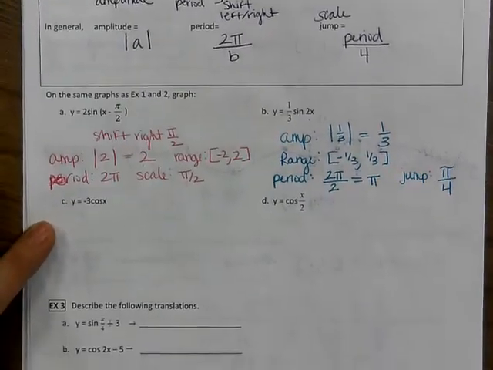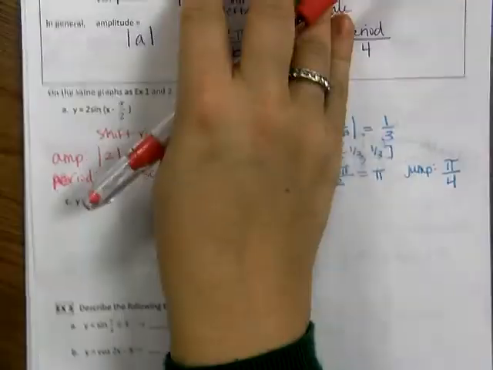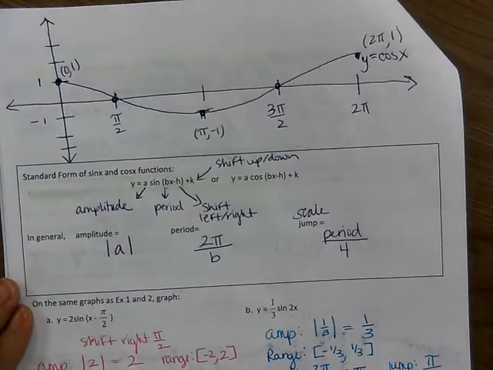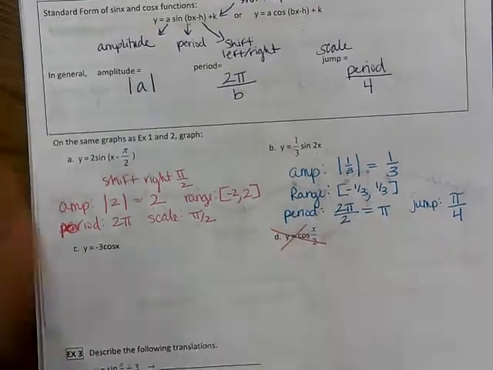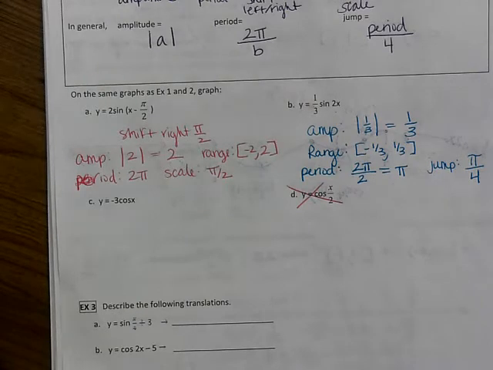All right, now we're going to go back to cosine. We're going to graph on here now. And I'm going to run out of room. I might just skip this one. We're going to skip D because I ran out of room. So we're just going to do C. Looking at this, we have y equals negative 3 cosine x.